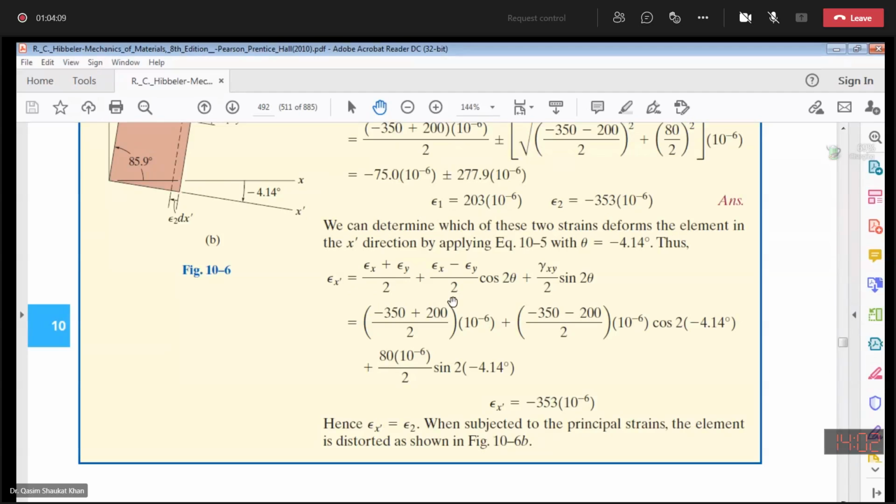So 2.03 10 to the power minus 4, or 202.9. One second, I told you moments ago to report the strain in terms of 10 raised to minus 6 and not in terms of 10 raised to minus 4. Report the strains in terms of 10 raised to minus 6. So 203 10 to the power minus 6.